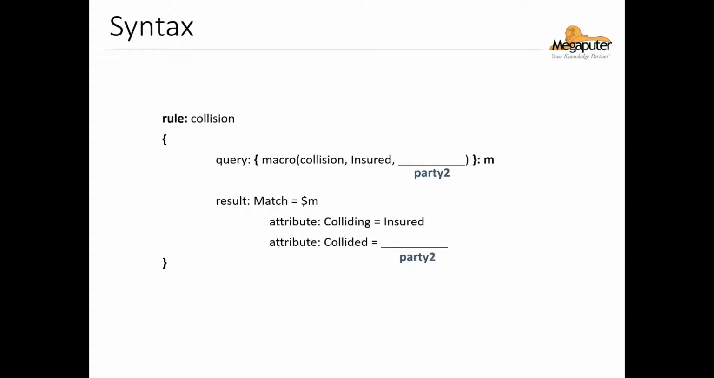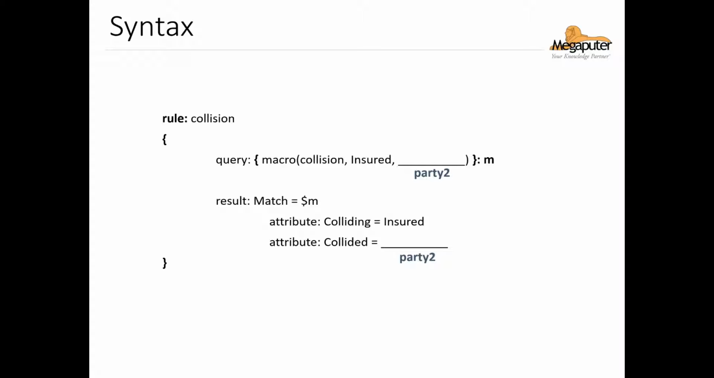So, for example, say we have a rule like this. We want a rule that says the insured hit something. The insured collided with something, and that something is going to be a variable. So we have a macro for this already, a basic macro. So we're going to use this macro called collision. We'll fill in the first argument as just insured, since that's what we know we're looking for. And then the second part, the second party, I'll leave it blank for now.